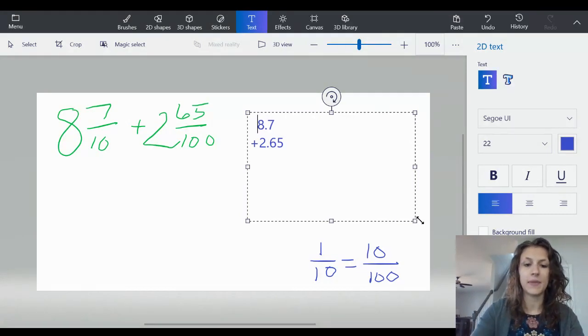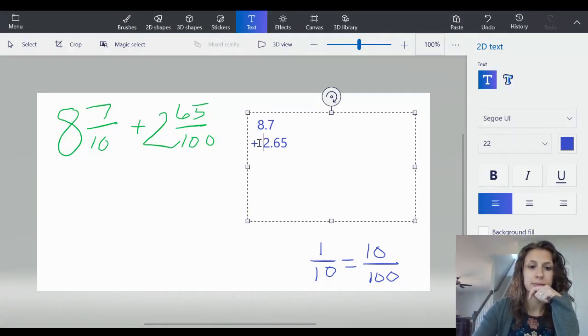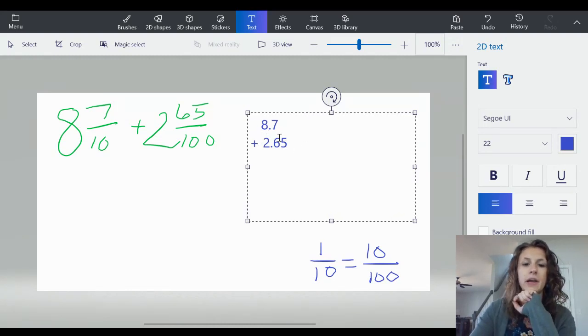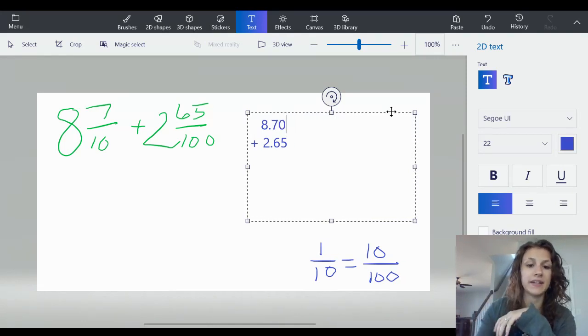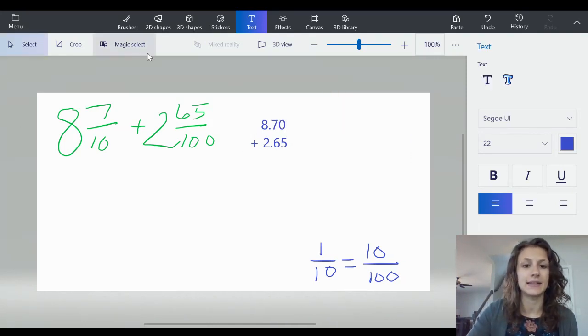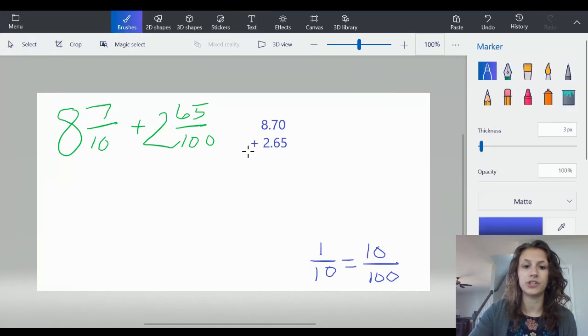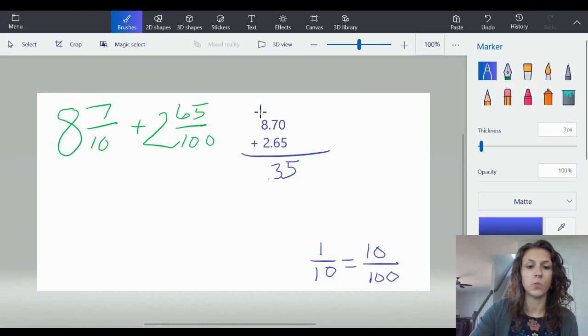Again, I'm lining up that decimal point, but I notice, here, let's try to get these lined up a little bit better. There we go. I notice that I don't have a hundredth place here. Well, I know that 7/10 is the same as 70/100, so I can go ahead and add that in as a placeholder. And then, of course, we just add. 5 plus 0 is 5. 7 plus 6 is 13. I'm carrying those 10/10 over here because 10/10 is the same as 1, so I'm carrying over to my ones place. 1 plus 8 plus 2 is 11. So we get 11 and 35/100.